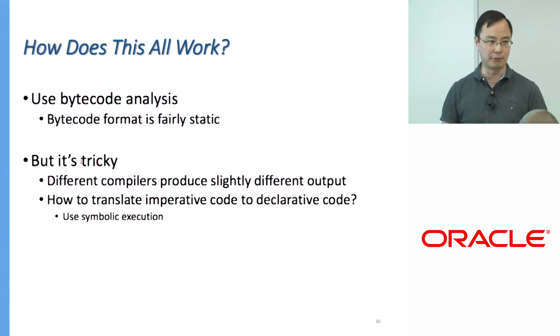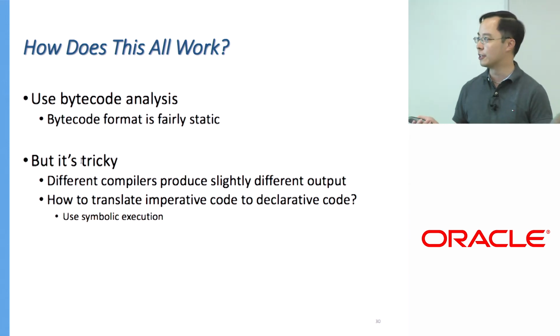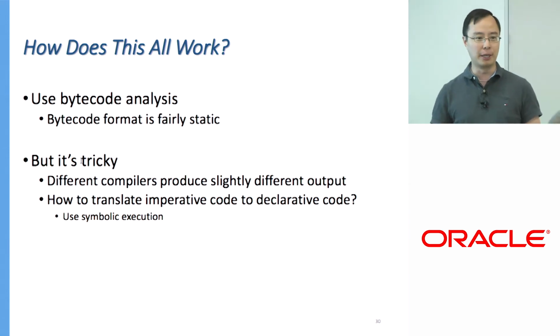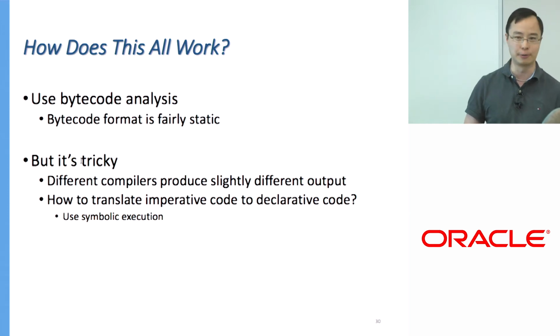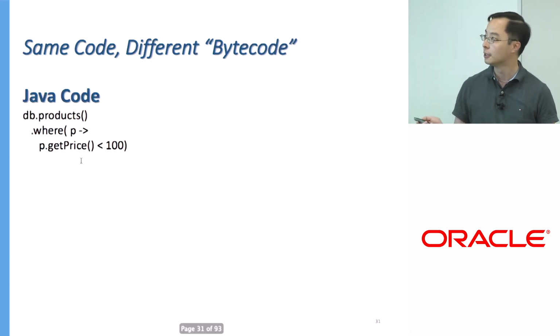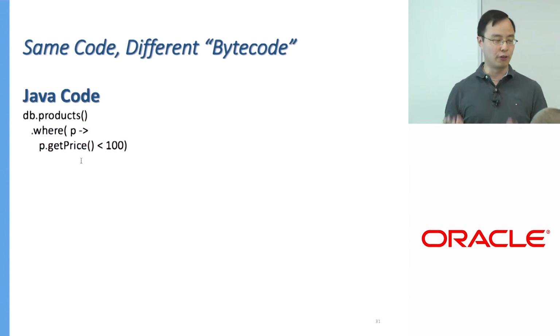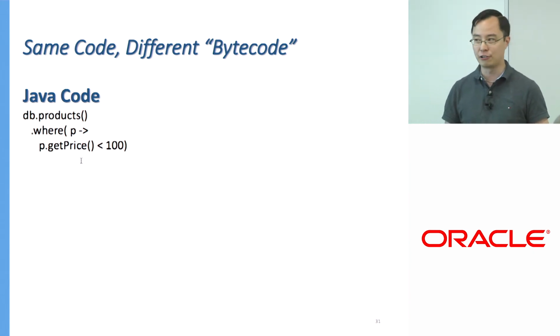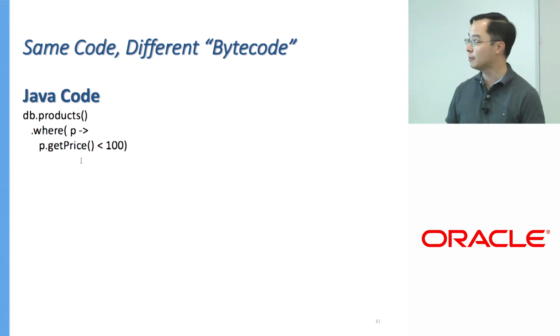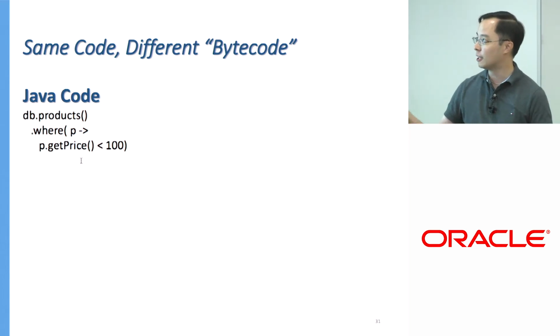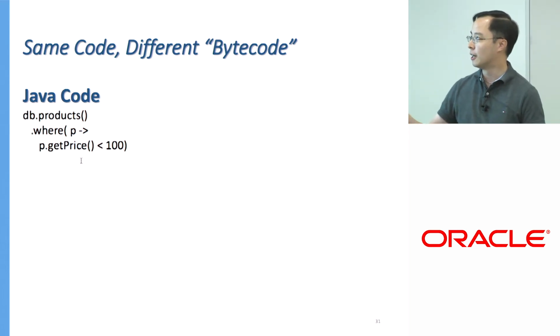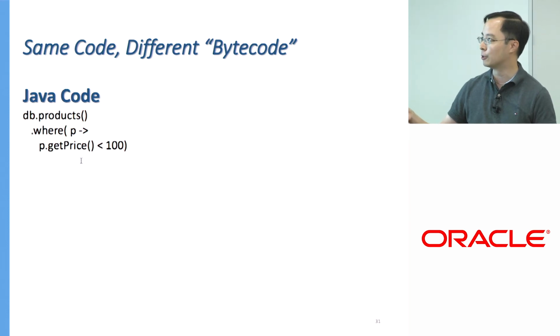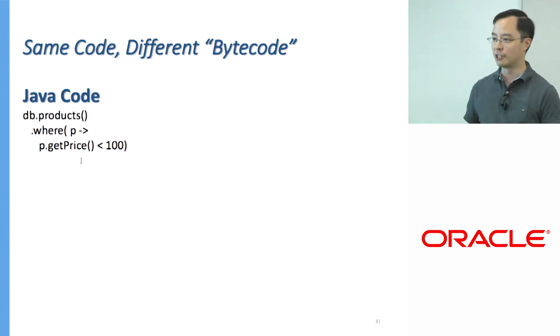You can't do simple pattern matching. Basically, the trick we use is some basic symbolic execution, a simple form of symbolic execution. I'll go through an example a couple of times to show how the translation works with the symbolic execution. Let's say we have this query written in Java. You get all the products and restrict it to the products where the price is less than 100.